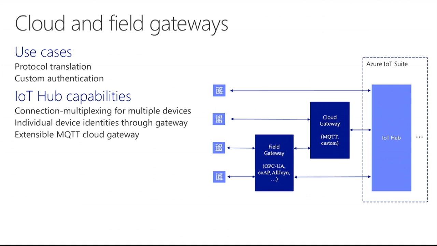The IoT Hub capabilities for gateways allows you to build cloud gateways and field gateways in a very easy way. First, we allow connection multiplexing for multiple devices. This effectively means that many devices connecting to a cloud gateway could still flow through a same connection from the cloud gateway to IoT Hub, still maintaining their own identity.